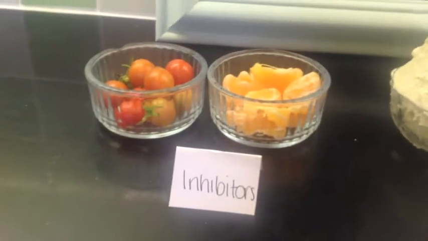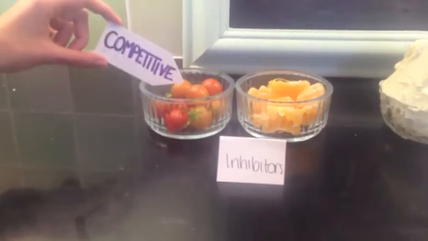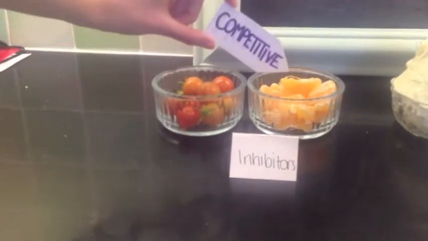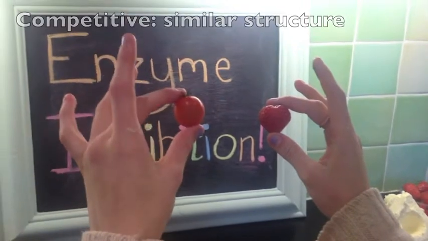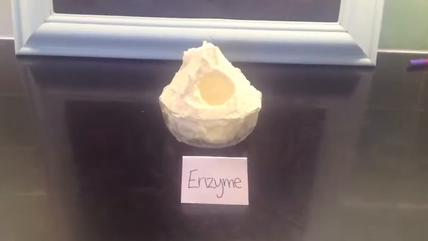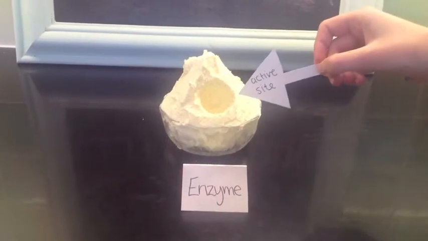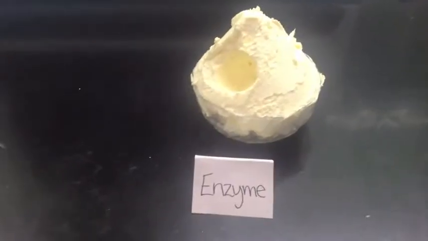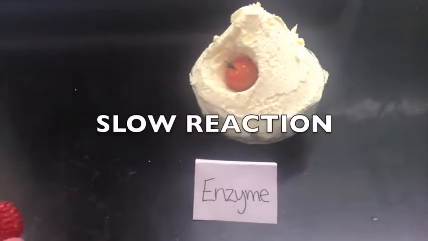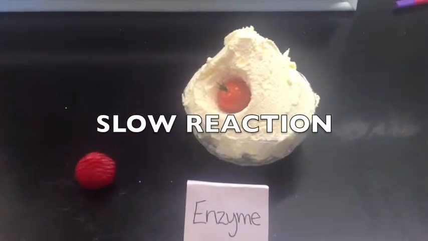There are two types of inhibitors. Competitive inhibitors and non-competitive inhibitors. Competitive inhibitors have a similar structure to the substrate. This means they can both fit into the active site of the enzyme. If the inhibitor gets there first, the substrate won't bind to the active site, and so the reaction will be slower.